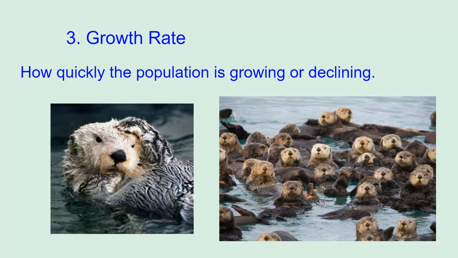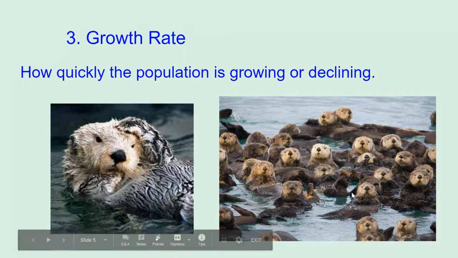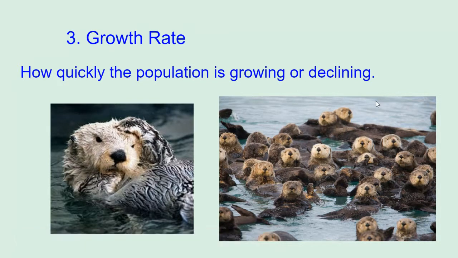Next up, it's the growth rate. This is how quickly a population can grow or decline. So this otter is sitting here looking, like, wow, there's a lot of sea otters over there. Now, in this population, there's a high population density, and it looks like there's probably a pretty high growth rate. And if there's a high growth rate, that means that a lot of organisms are either coming into that population by immigrating, or a lot of babies are being born.